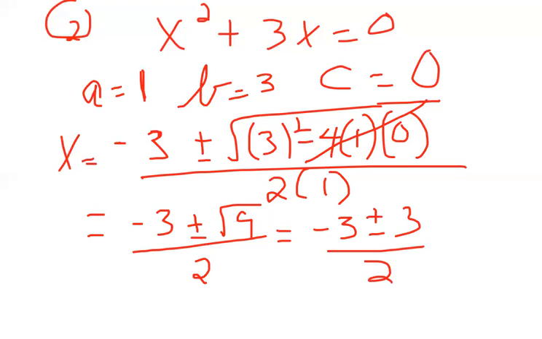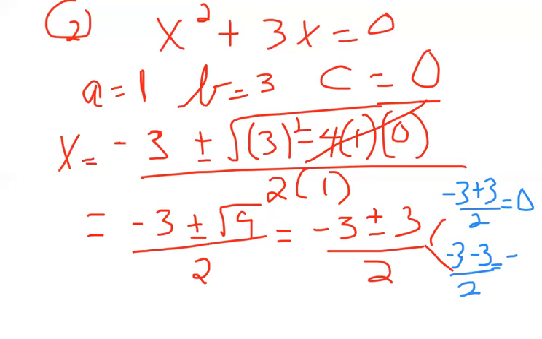And again, this represents two equations. So we're going to break it up into the sum, negative 3 plus 3 over 2, which is equal to 0. And then negative 3 minus 3, the difference, which gives you a negative 6 over 2. So you end up with a negative 3. So again, this one is producing two solutions, 0 and negative 3.